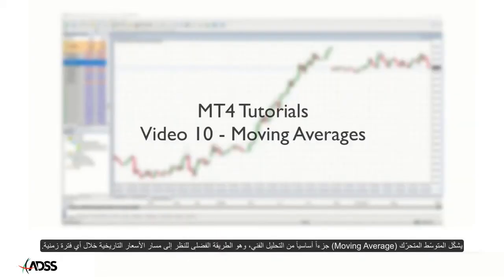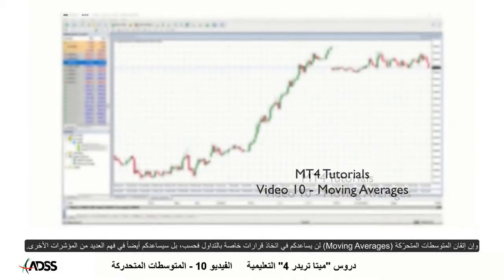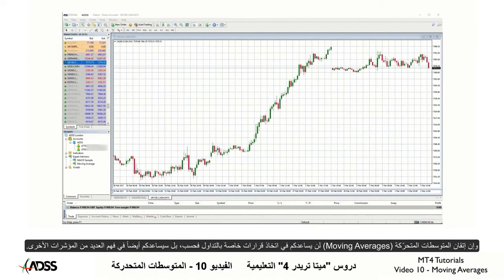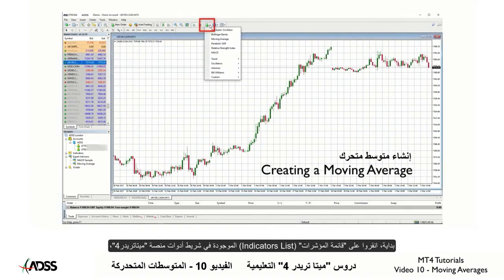The moving average is a critical part of technical analysis, and it is the best method for looking at historical price action over any period of time. Mastering the moving averages will not only help you make trading decisions, it will aid in the understanding of many other indicators as well. To start, click on Indicators List on your MT4 toolbar.